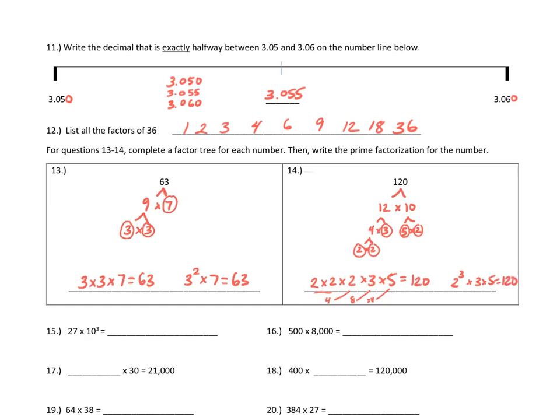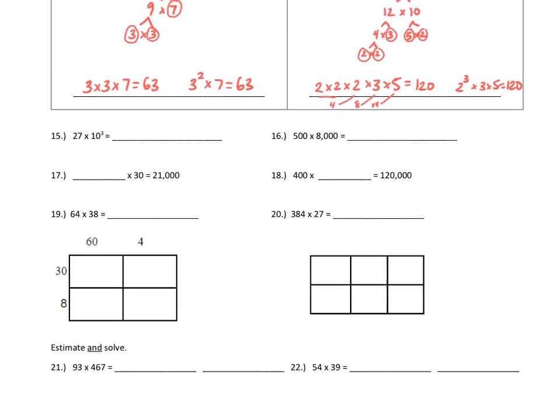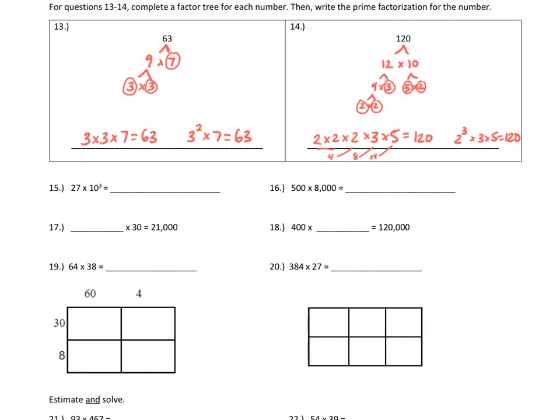Question 15, and I'm going to scroll up a little bit. Question 15 is evaluate 27 times 10 to the third power. So 10 to the third power means 10 times 10 times 10. 10 times 10 is 100. 100 times 10 is 1,000. So my problem then becomes 27 times 1,000. So that's 27 with 3 tens, 27,000.